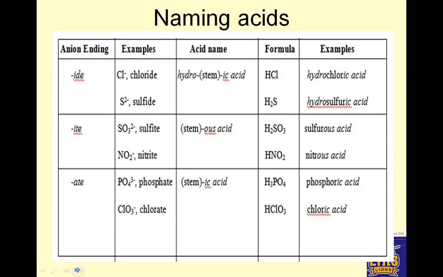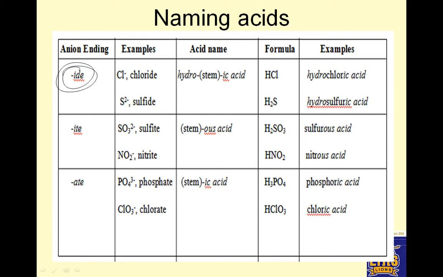First of all, acids start with the letter H. See how this is an acid? HCl. H says, hello, I'm an acid. H2S is an acid. See that? H says, hello, I'm an acid. So anything that starts with an H says, hello, I'm an acid.